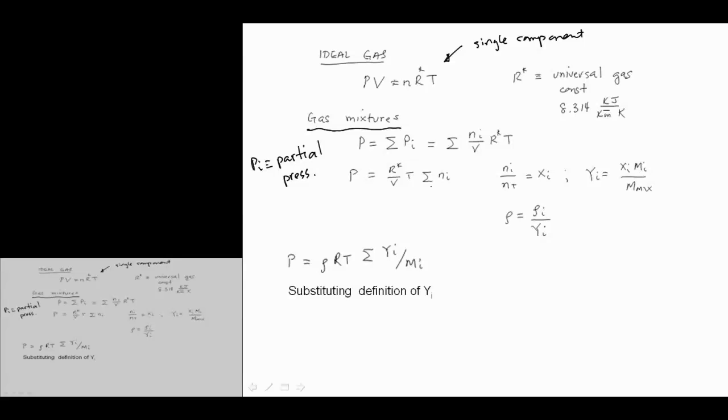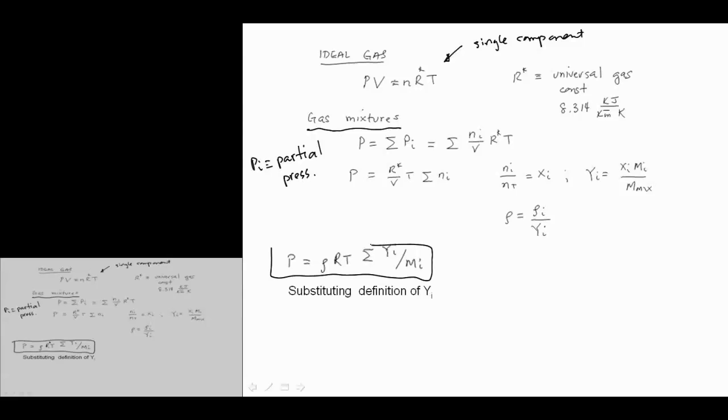Ni over NT is xi, and yi is our xi Mi over M mix. We've already talked about that. And so we can simply rewrite this, substituting the definition of yi into this system. We can write this in terms of the total density, and again, this is R star T sigma yi over Mi, okay?